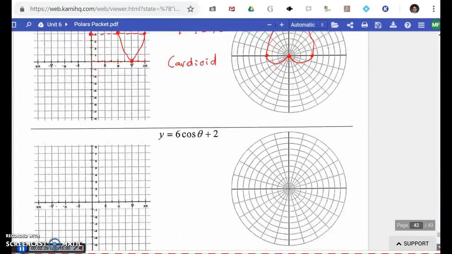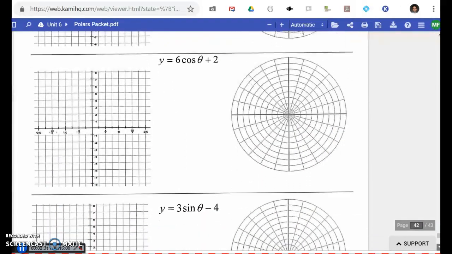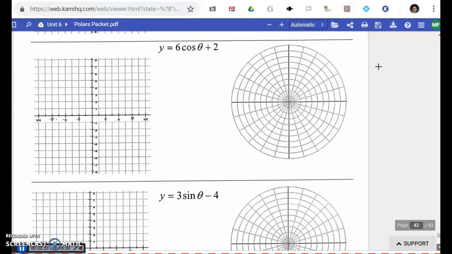Now let's try this again for the next one. So once again, this should be an r equals, not a y equals. It has a midline of 2, and it has an amplitude of 6, so we go up to 8, and we go down to negative 4. It's a cosine graph, so it starts at the top, goes to the middle, goes to the bottom, goes to the middle, back to the top. It looks something like this. It's not the most beautiful graph, but something like that.